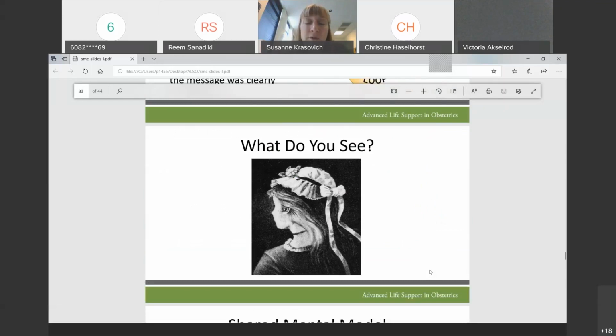Just a fun little visual. Some of you may have seen this before, but that illustrates difference in perspective. So if you're looking at this picture, some of you will see a young girl facing away from us. You're looking at her ear, her nose is on the left-hand side, and you can't really see her mouth. She's wearing perhaps a decorative choker around her neck.